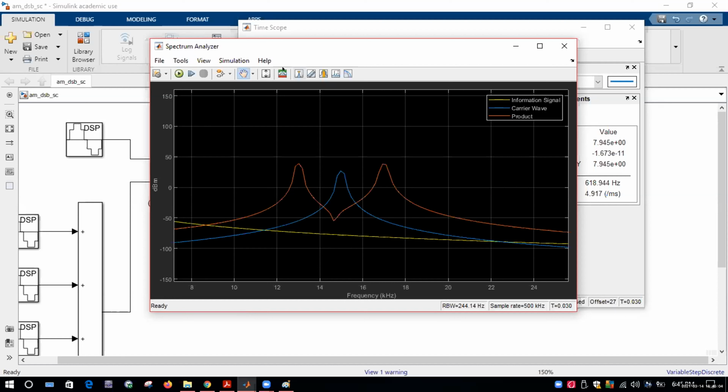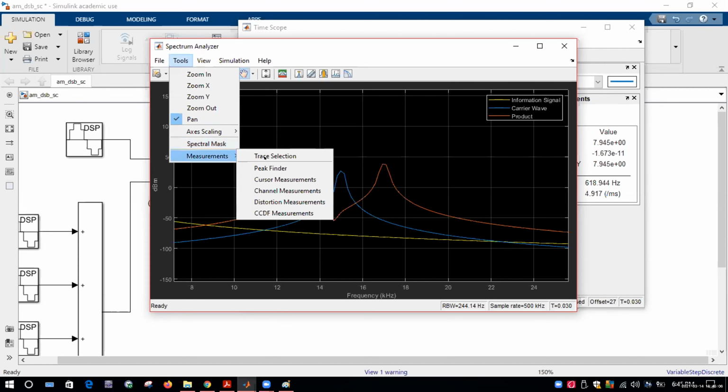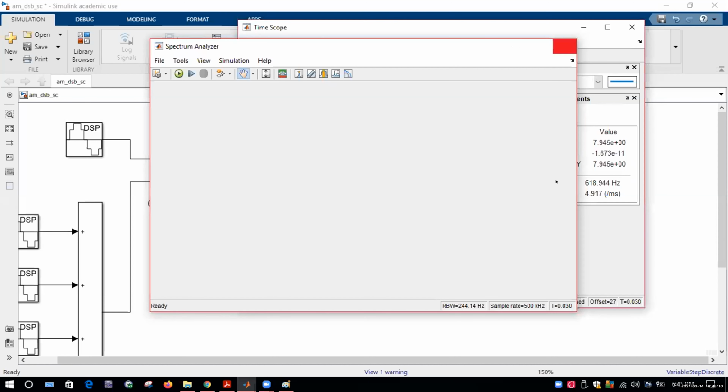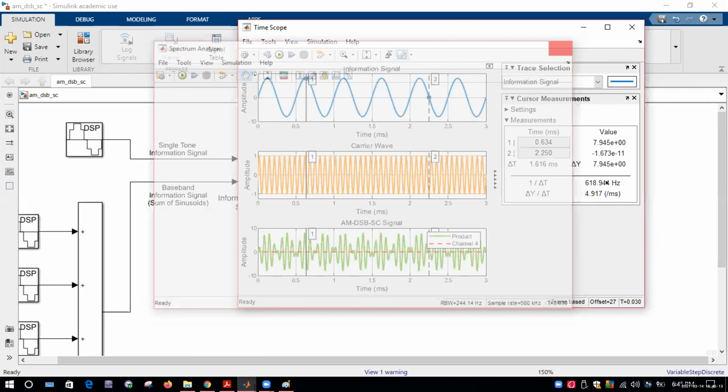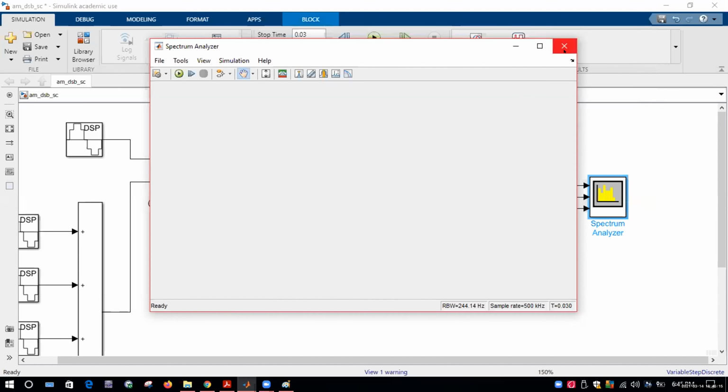There's another way to simplify this. Just a minute. Tools, analyzer, CDF measurement. No, this is the problem with this analyzer. I don't like it. Now I have to restart this program again. Anyways.